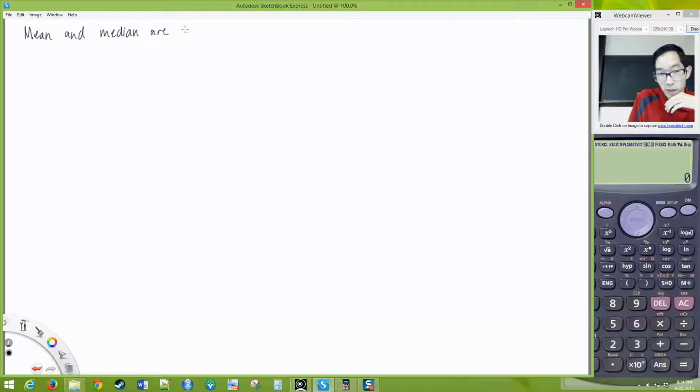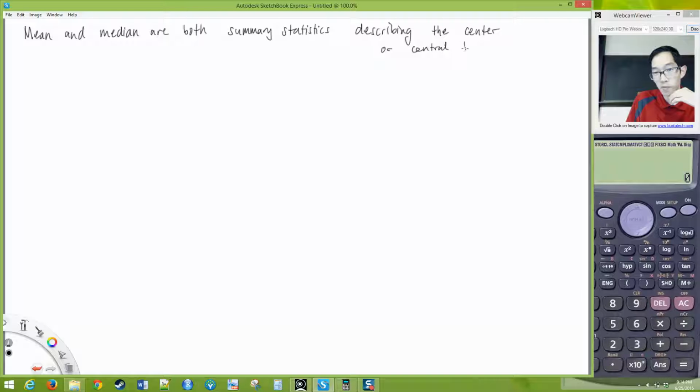Are both, I should say, summary statistics describing the center or central tendency. Okay. And I think you guys already know how to calculate the mean and the median. The mean can be thought of as the balance point of our data.